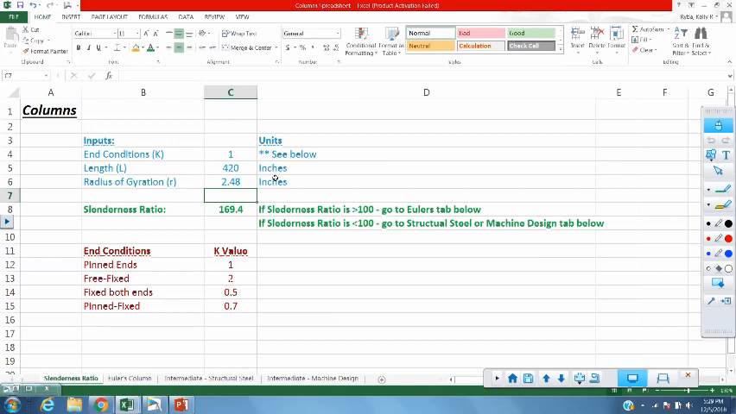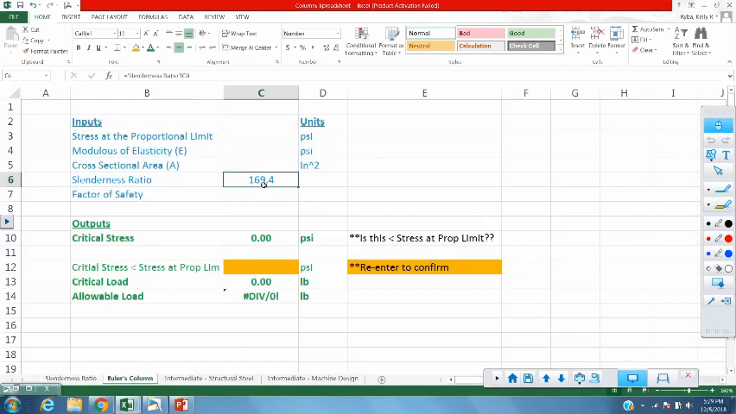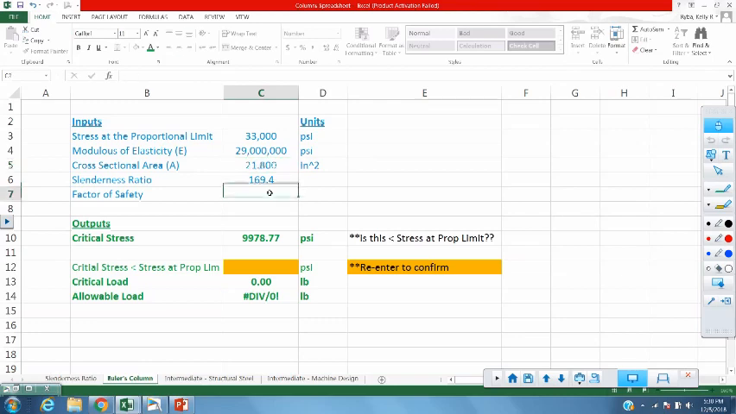Now, it calculated the slenderness ratio to be 169, greater than 100, so it's going to be an Euler's column. Notice the 169 populated on the second sheet. So now I'm going to input the information from the problem. 33,000 was our proportional limit stress. 29 times 10 to the 6th is our modulus of elasticity. Cross-sectional area is obtained from the back of the book in the appendix for the W14 by 74, so that's 21.8. And then my factor of safety here is 2, given in the problem.